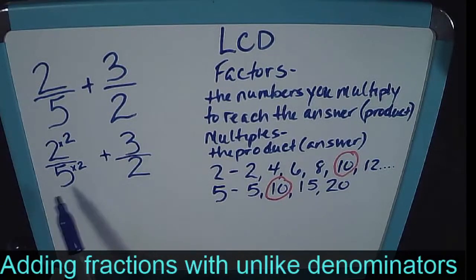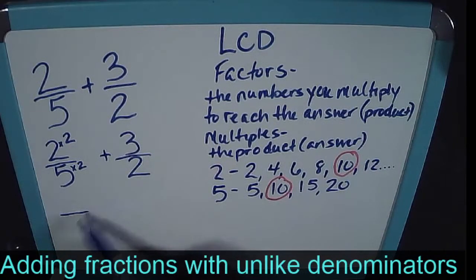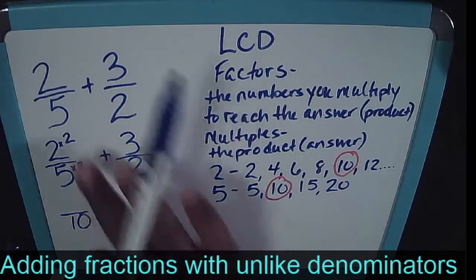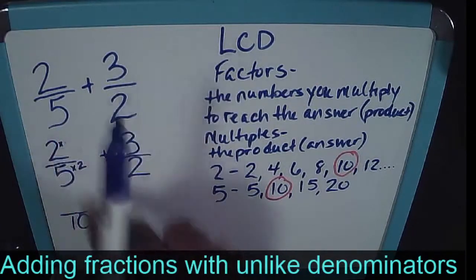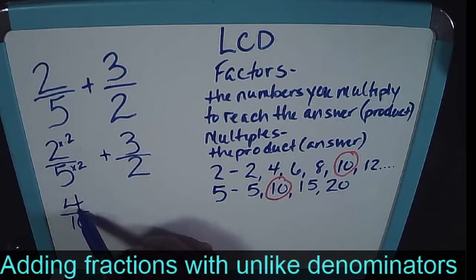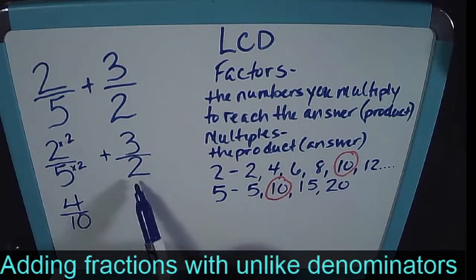So, we're going to multiply the 5 times 2. That gives us a new denominator of 10. We do the same thing to the numerator. 2 times 2. I'm sorry, whatever you do to the denominator, you do to the numerator. 2 times 2 is 4. So, now we go over here. We have to do the same thing.